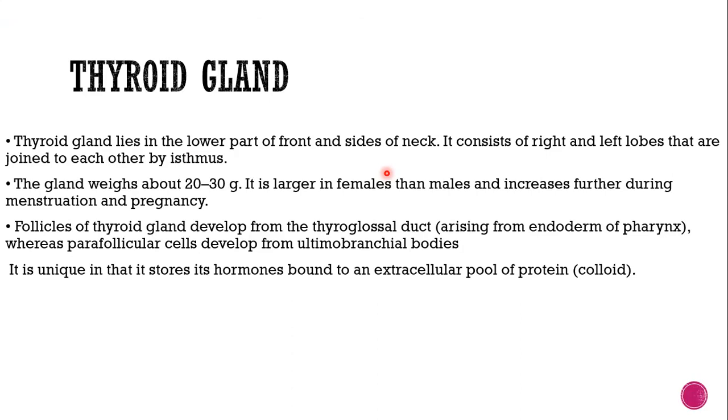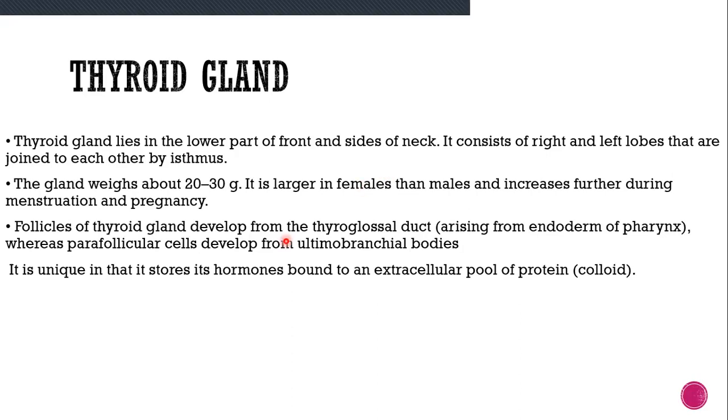Now, this is embryology. I've done a video on the embryology of the thyroid gland, but just an overview: the follicles of the thyroid gland usually originate from the thyroglossal duct, which is endodermal in origin, and the parafollicular cells originate from the ultimobranchial body.